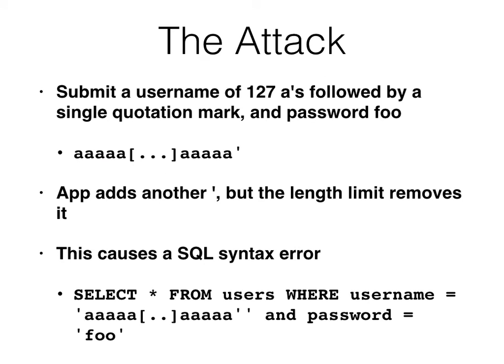So, of course, you can see what's coming. You put in 127 A's, followed by an apostrophe. It adds another one, making it 129 characters long, and then it cuts off the last apostrophe from the length limit. And now you snuck in a single apostrophe. So now you created a SQL syntax error by having 127 A's and an apostrophe. So, you know, your one sanitization has undone the benefit of the other one, which tends to happen a lot.